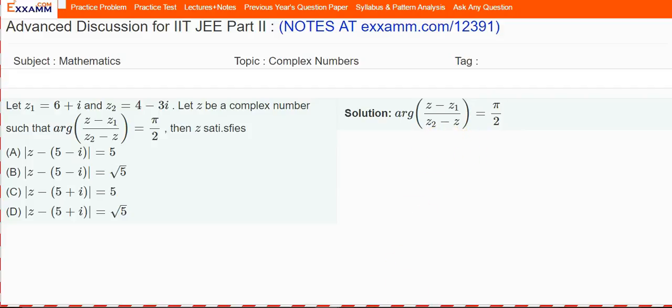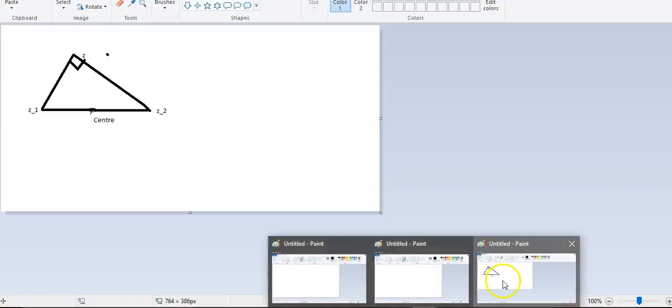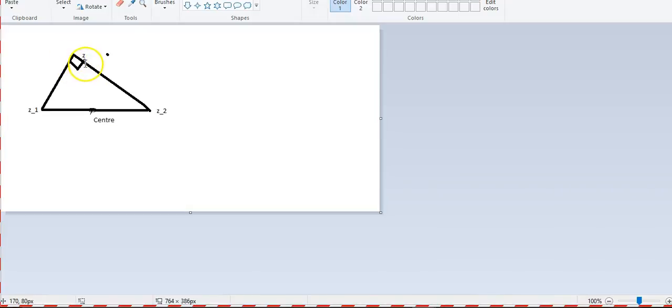What does it mean? It means, if we see in this diagram, that if this angle is pi by 2, Z1 and Z2 are these 2 points, and this is kind of a semicircle, then since this angle is pi by 2 and these three are concyclic points, then this angle would be pi. What does it mean? It means that the line joining Z1 and Z2 would be the diameter of the circle having Z1, Z and Z2 as the concyclic points.